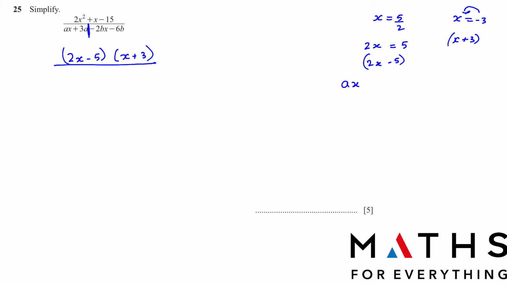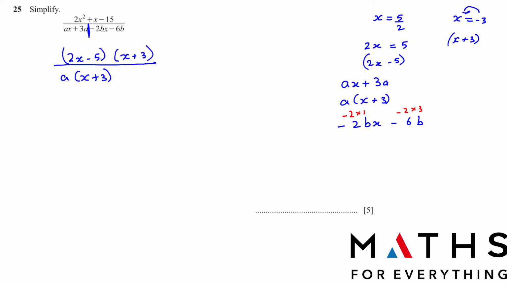You have ax plus 3a. What is common? A is common. So what are you left with? X plus 3. Write that down. A outside and x plus 3 here. Then you have -2bx minus 6b. Now what is common?